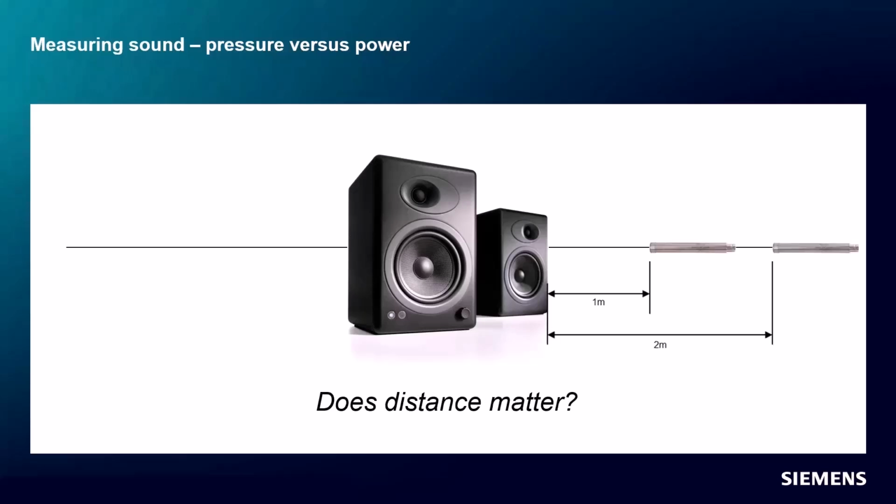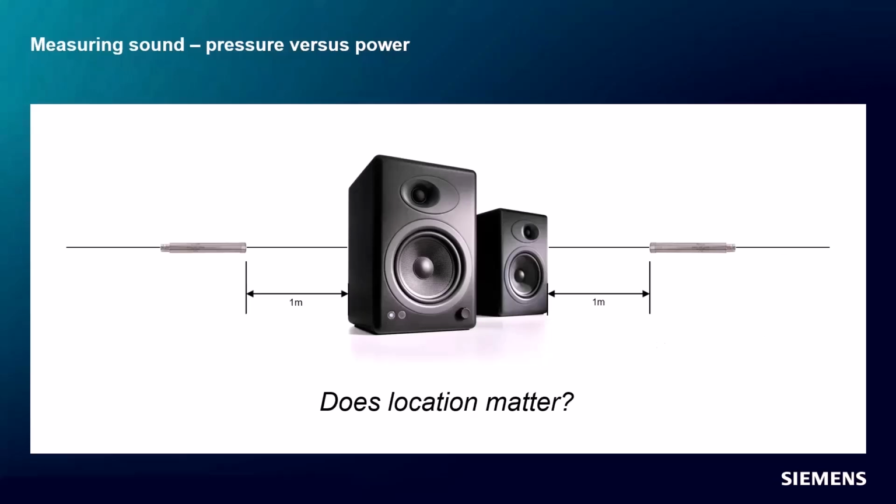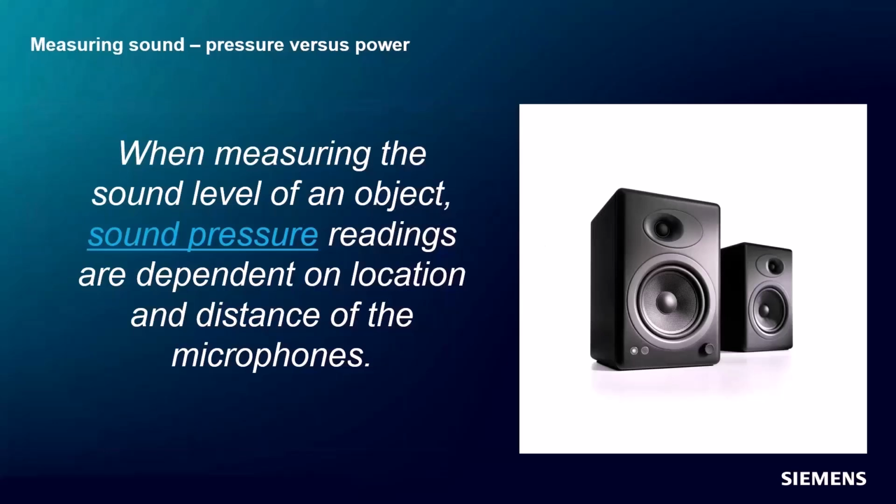When you do the measurements, you can place the microphone at different distances away from the source and at different locations around the source. And both the distance and the location do matter when you're doing the sound pressure measurement. So sound pressure measurement will allow us to measure how loud a source is, but it is very much dependent on where you are measuring and how far you are measuring from the source.